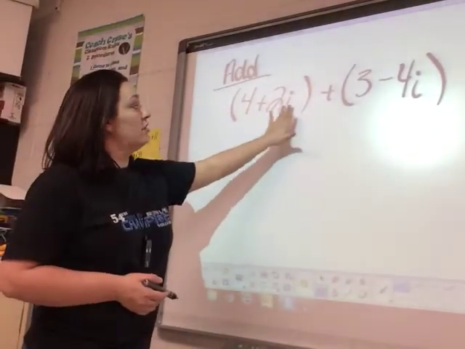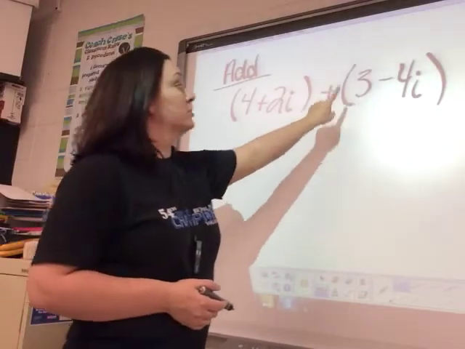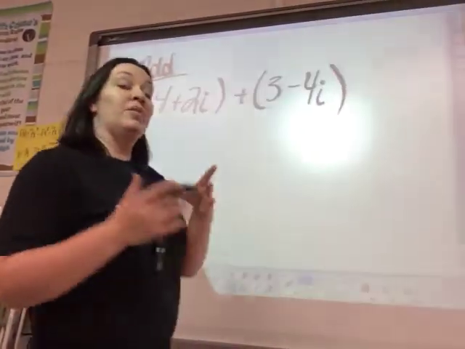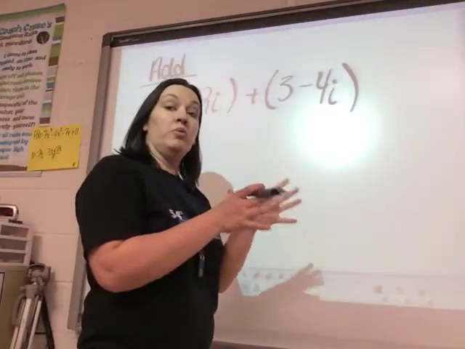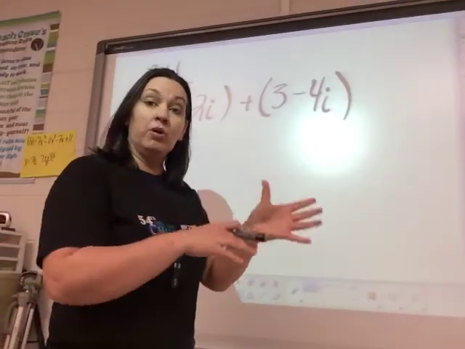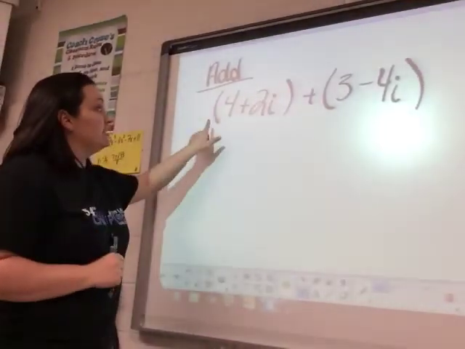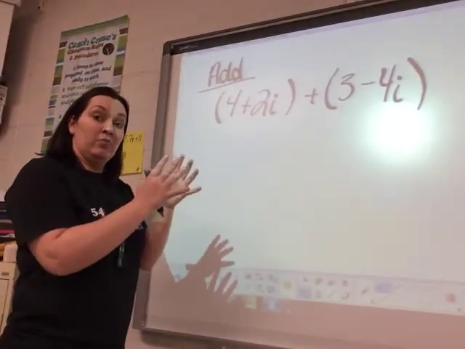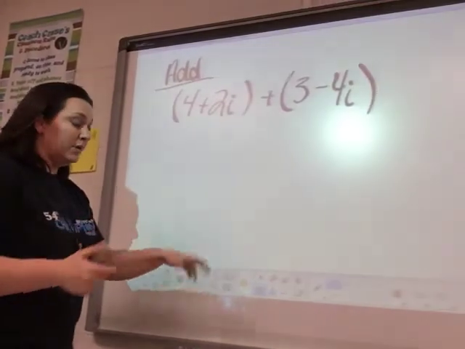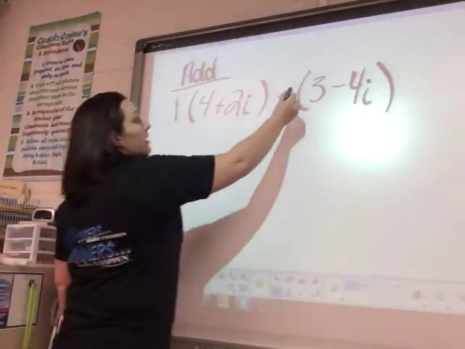You have the first complex number, 4 plus 2i, plus the second complex number, 3 minus 4i. Now the one thing to remember is an answer to a complex problem has to be a complex answer, so a real part and an imaginary part. So let's watch and see how this happens. Notice they always have parentheses around a complex number. So in front of parentheses we know there's an understood 1 and an understood 1.